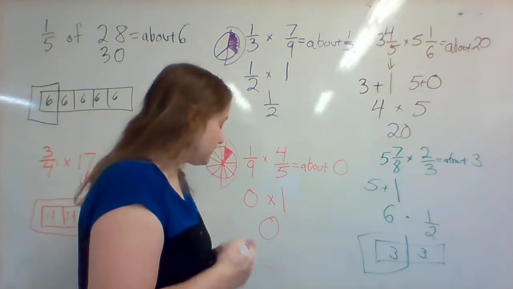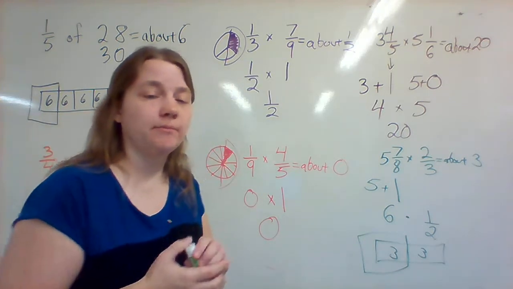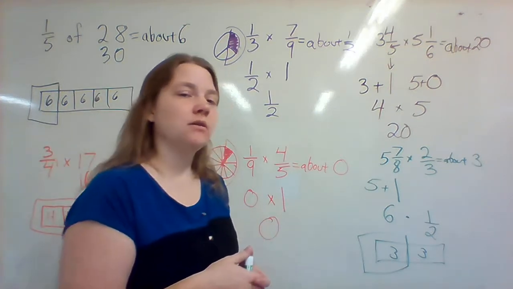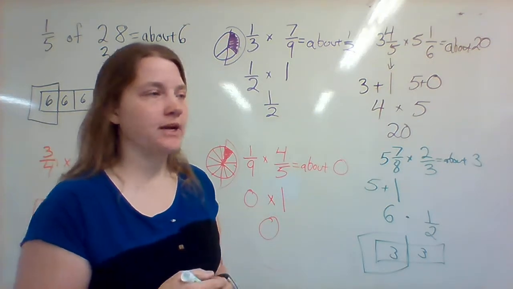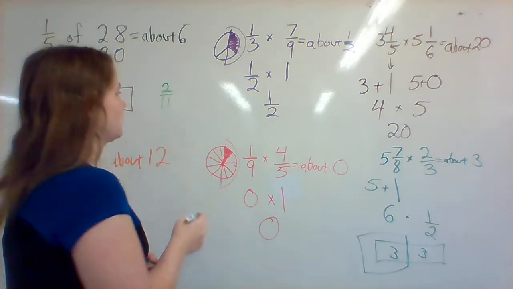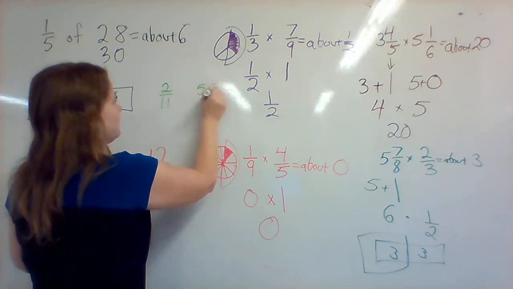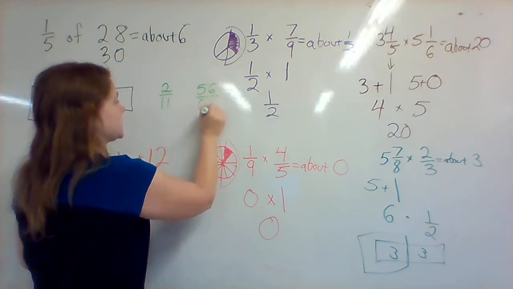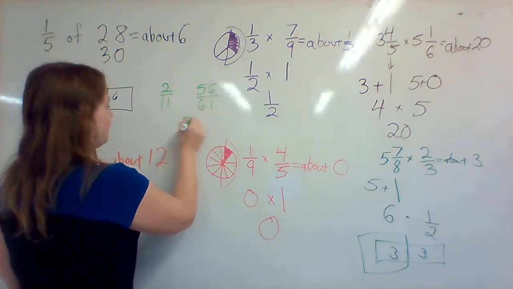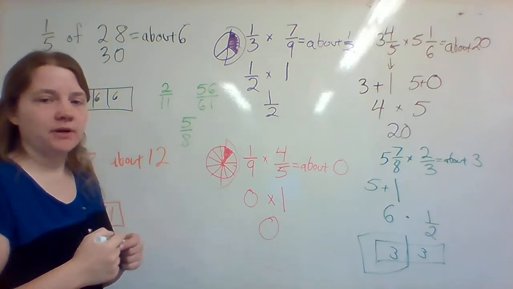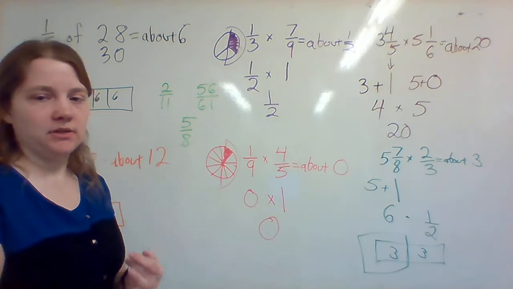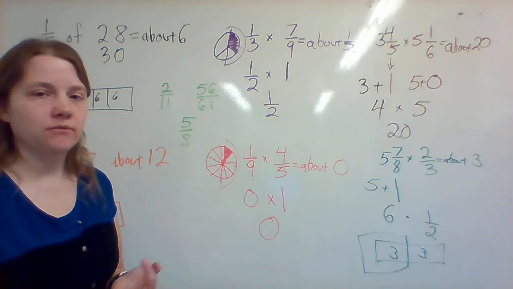So what you're going to do in the form, all you're going to worry about right now is rounding 3 fractions. And those 3 fractions I want you to round are 2/11ths, 56 over 61, and the last one is going to be 5/8. And what I want you to do is I want you to tell me, what do those fractions round to? Do they round to 0, to 1/2, or to 1?